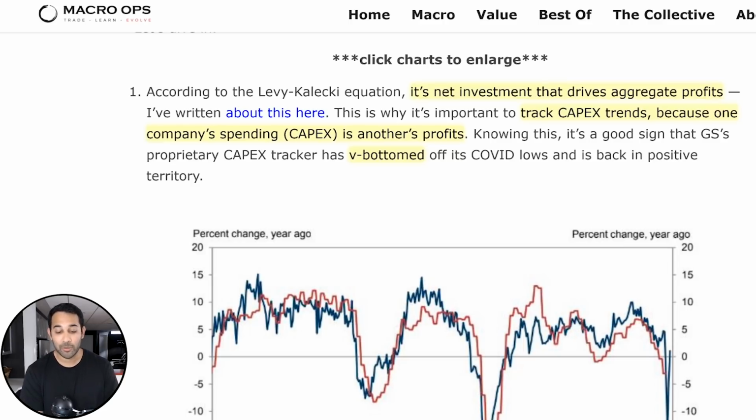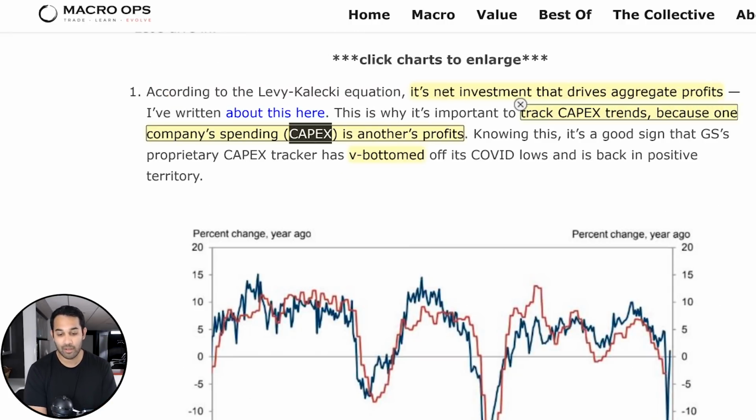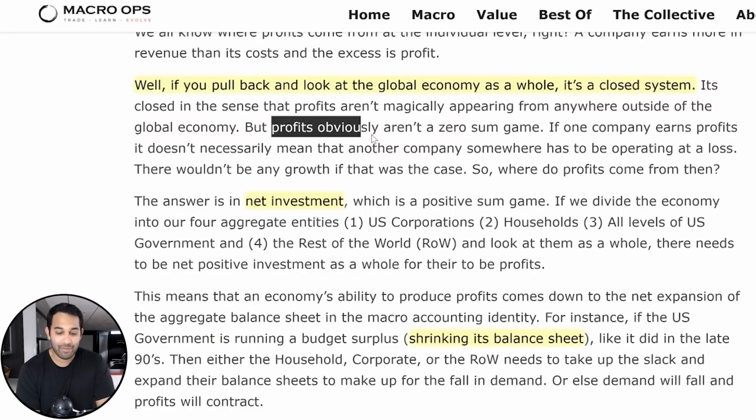And that's according to the Levy-Kalecki equation. And again, this is for those macro nerds. Let's get into it. We'll do the simple version though. So if you pull back and look at the global economy as a whole, it's a closed system. So that means profits aren't magically appearing from anywhere outside of the global economy, because that wouldn't make sense. As we said, one company's CapEx is another company's profits. But these profits obviously aren't a zero-sum game because our total economy grows each year. So if one company earns profits, it doesn't necessarily mean that another company somewhere else has to be operating at a loss. Like I said, wouldn't be any growth if that was the case.